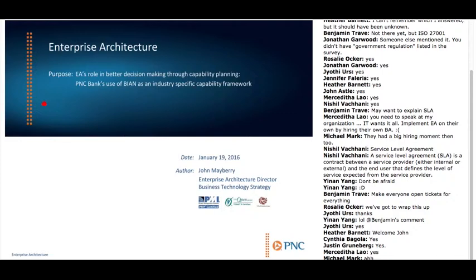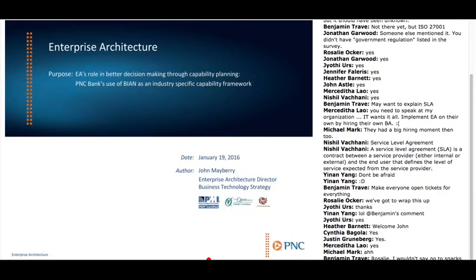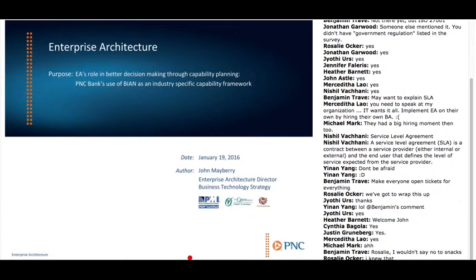I just wanted to frame very briefly what it is that we're generally trying to accomplish, at least some of the things from the EA program at PNC right now. And then I'll tie this back into how we're using and applying the business capability framework.